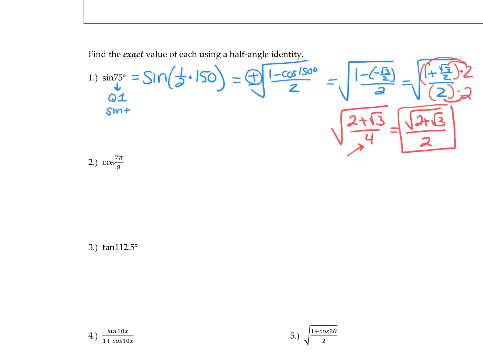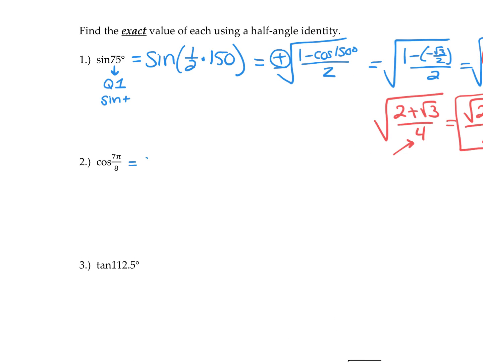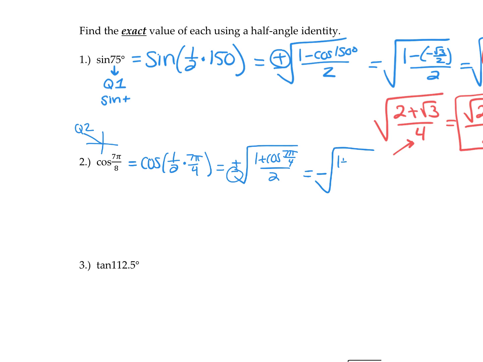Similarly, for cosine of 7 pi over 8, I want to think about if I do cosine of 1/2 times what would give me 7 pi over 8. And the answer is 7 pi over 4. So we're going to have plus or minus the square root of 1 plus the cosine of 7 pi over 4 over 2. Now 7 pi over 8 would fall in quadrant 2, and cosine is negative in quadrant 2. So we're going to end up with the negative square root of 1 plus, well, the cosine at 7 pi over 4 is root 2 over 2.